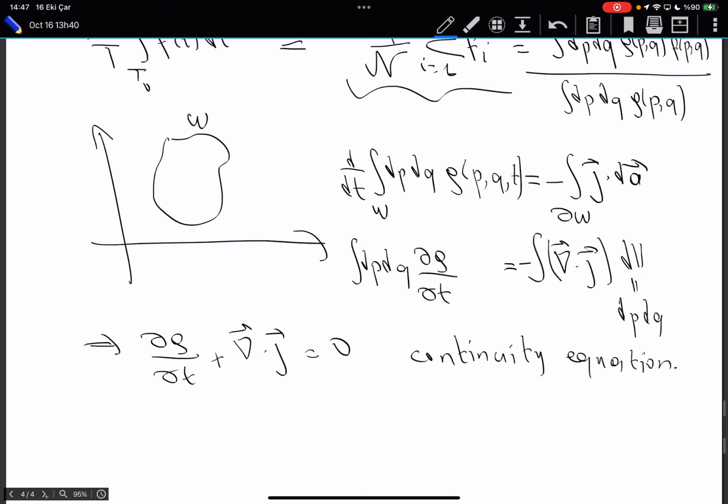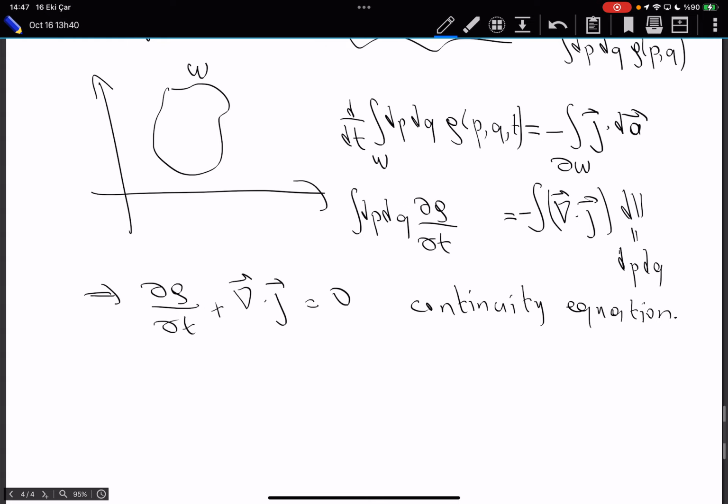If you have any conserved quantity, if rho is the density of that conserved quantity and J is the flux of that conserved quantity, this is the statement of conservation. Not just for the ensemble, the points in my ensemble, but if you look at electric charge and charge density, they should satisfy this. Any conserved quantity and density flow should satisfy this equation.